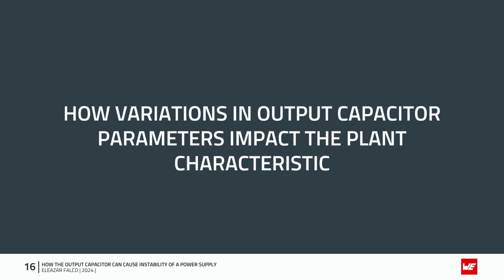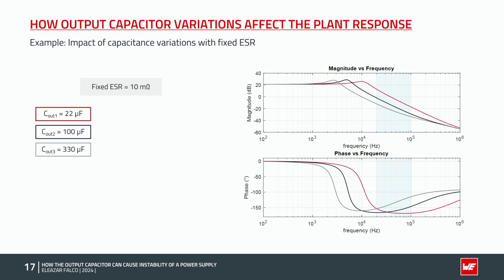Let us see now how changes in output capacitor parameters influence the magnitude and phase curves of the plant response within the target crossover frequency range. For the same converter specification as before, we can see here the plant curves obtained with a fixed ESR of 10 milliohms, but different amount of output capacitance. 22 microfarad in red, 100 microfarad in black, and 330 microfarad in gray. For 22 microfarad, the ESR0 is at over 700 kilohertz, and it does not really affect either the gain or the phase in the range of interest. The double pole is at 11 kilohertz.